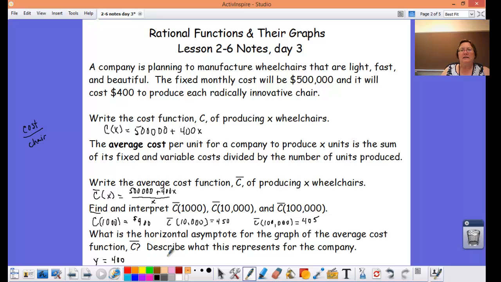And what does that mean? What does this represent for the company? Cost per chair can never go below 400. Cost per chair will never be less than 400. No matter how many they make, that will be true. All right, that's that asymptotal behavior, folks. It tries to get there, just can't do it.